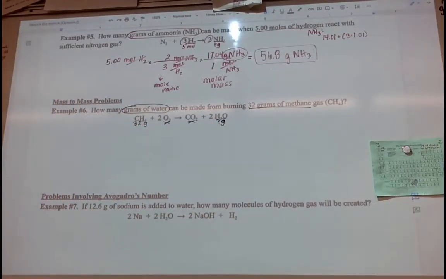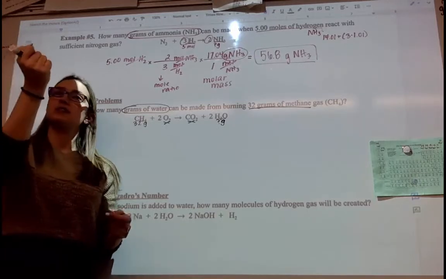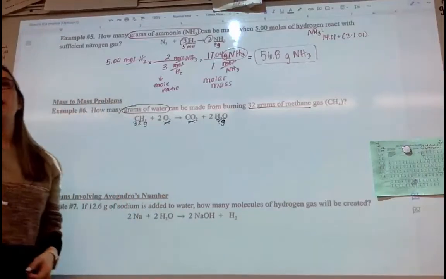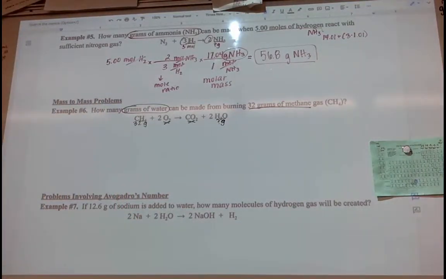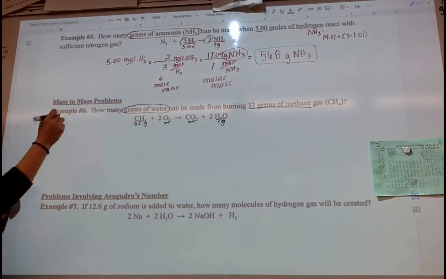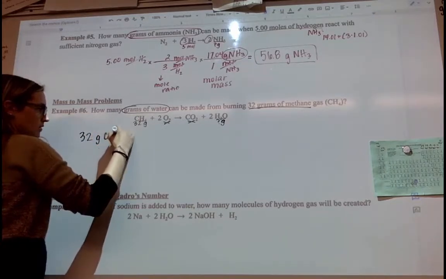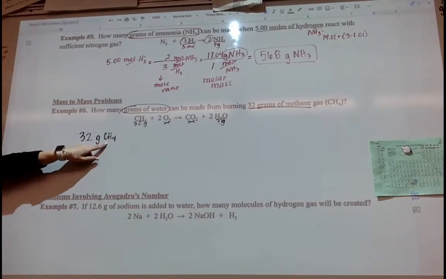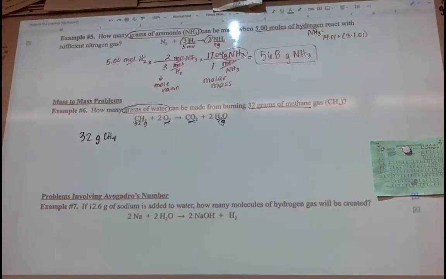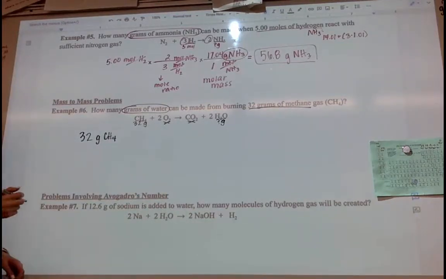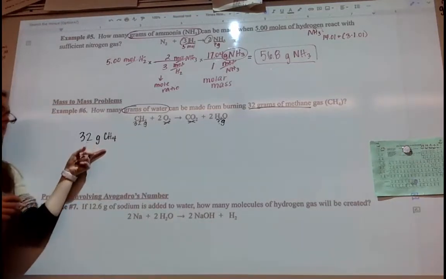So let's say that you were to open the gas jets and you lit a match and you burned 32 grams of methane gas. We can figure out how many grams of water we made. That's what this problem is asking. So let's start by writing down our given information. 32 grams of CH4. Having the substance helps because then, 1, it helps you for molar masses if you need it, and 2, it helps you when you're looking at your balanced equation. So here's my given information.